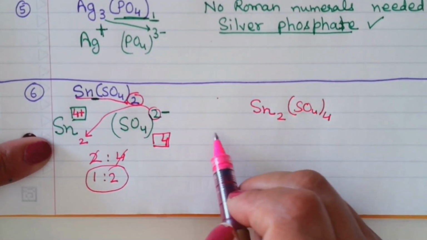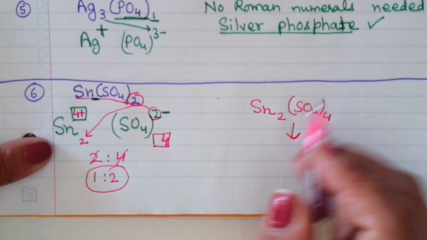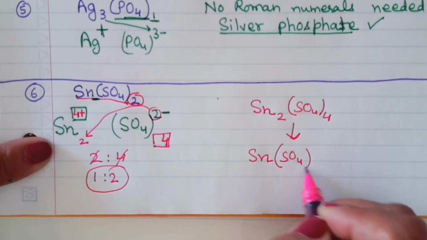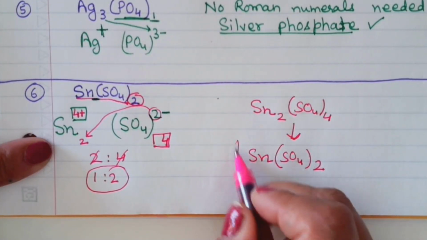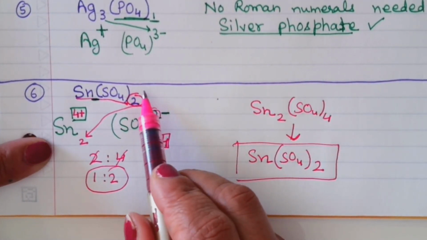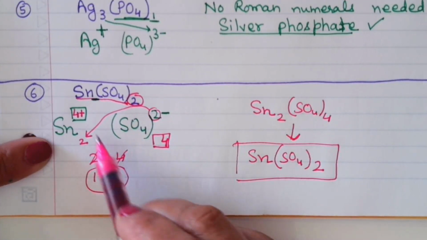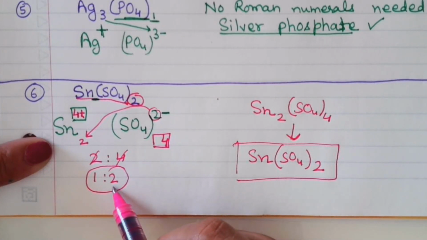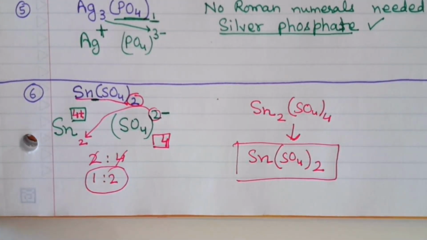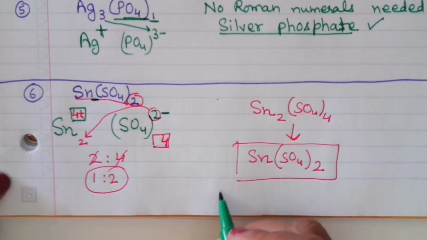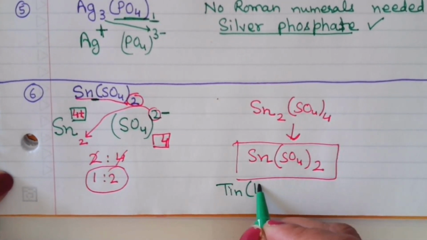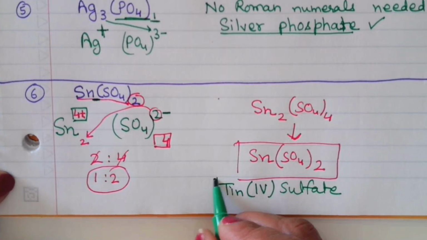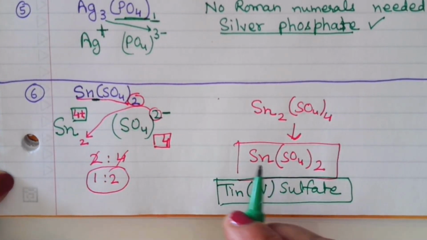If I do the crisscross, now I can reduce this ratio to Sn(SO4)2. So this is the kind of formula that we are given, right? This means tin has a charge of 4 plus because the ratio was reduced. So the name of this compound would be tin(IV) sulfate. So this one is a tricky one.